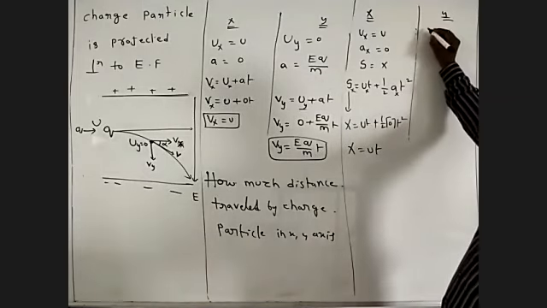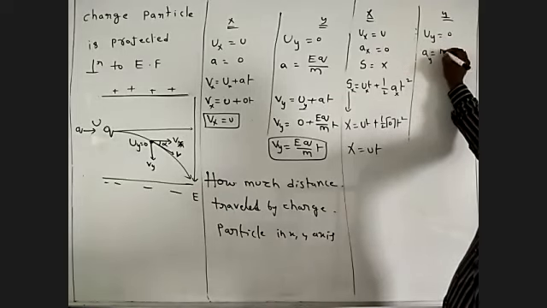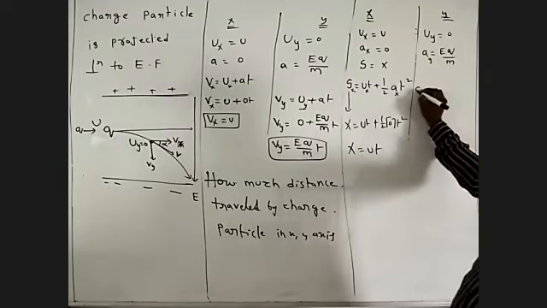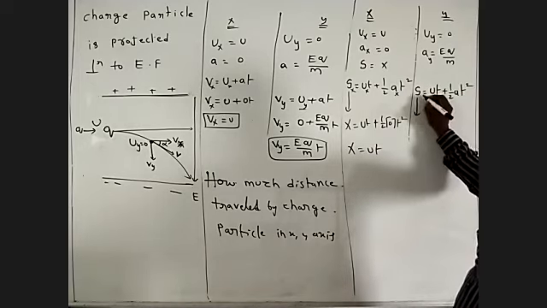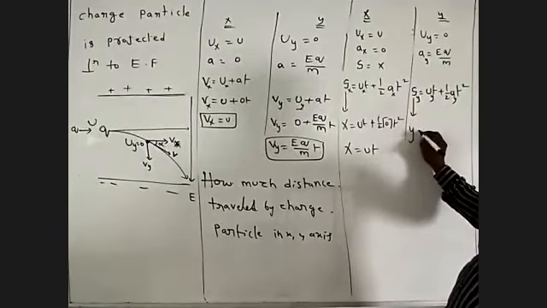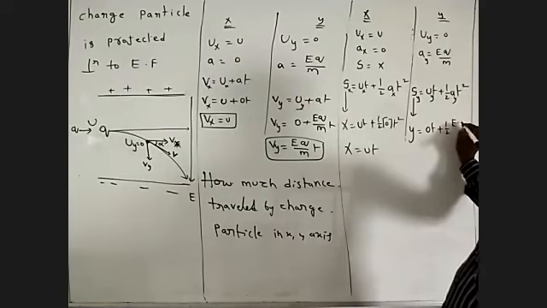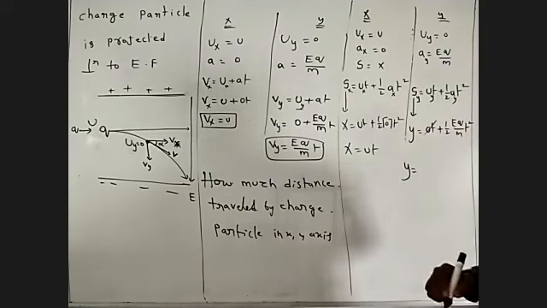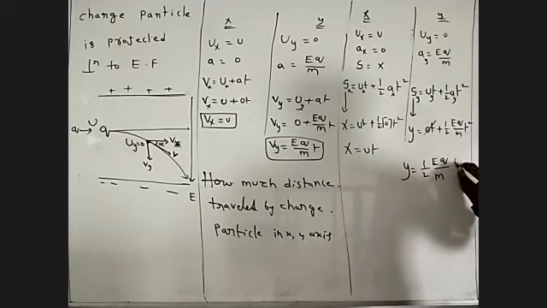Now in the y-axis, assume uy is equal to 0, and a is equal to ay, which is equal to Eq by m. Next, s is equal to ut plus half at square. S means sy, uy, ay. Sy means what axis? Y-axis. Uy means freely falling, 0, t plus half of ay, which is Eq by m, t square. Now y is equal to 0 into t, which is 0, plus 1 by 2 Eq by m t square.